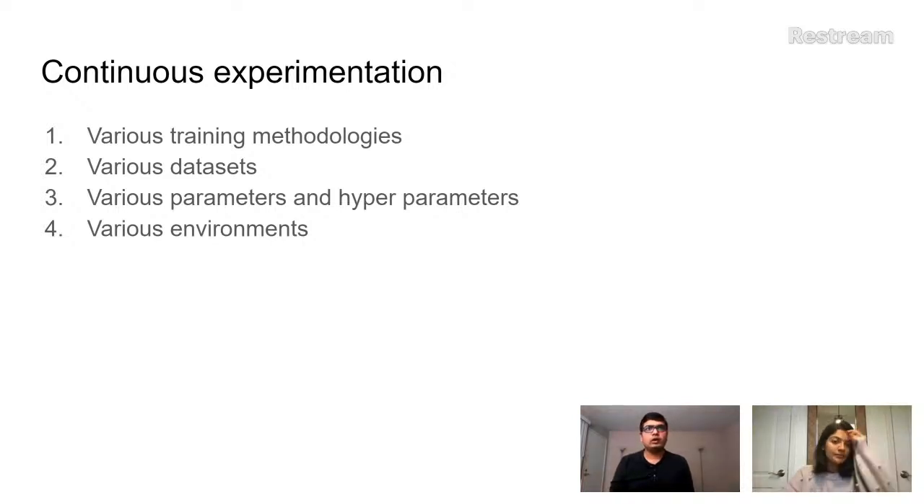Train a single model with various methods, with various data sets, with various parameters and hyperparameters, in various environments. What this does is this gives you a more holistic view of what your model can and cannot do. It reduces the chances that your model in production gives you exactly the opposite of what was being anticipated.